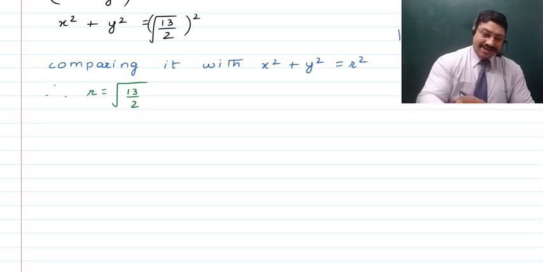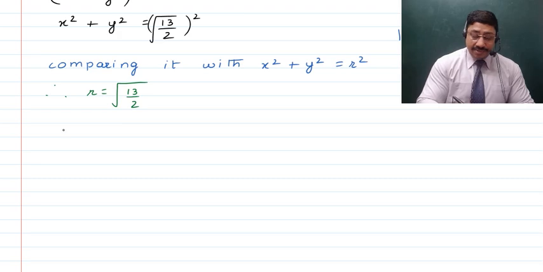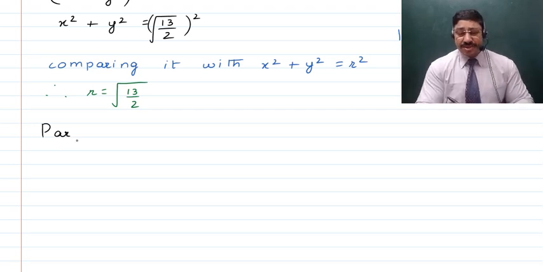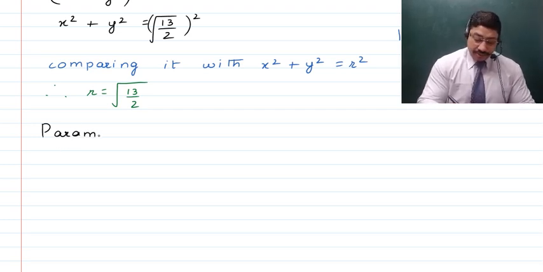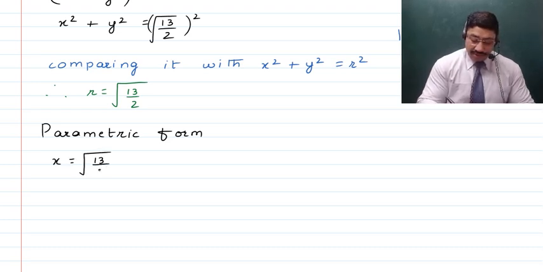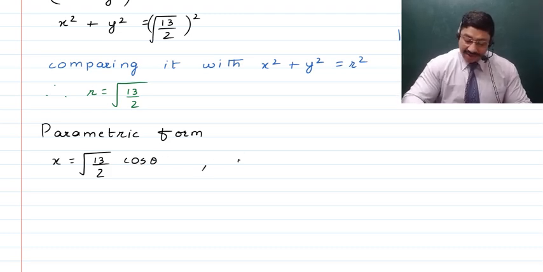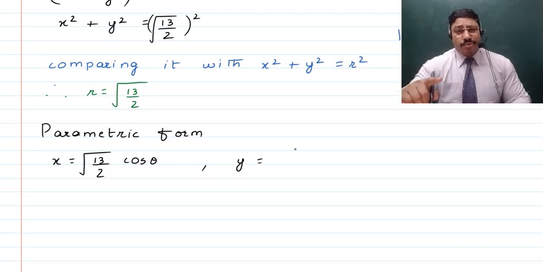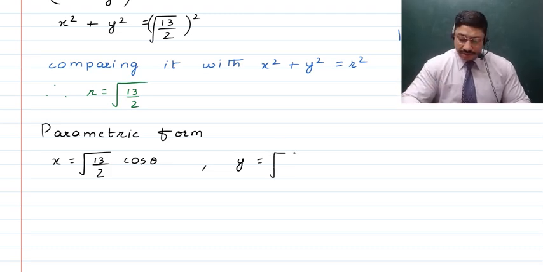Now children, to write it in the parametric form, this was already in the Cartesian form. In the parametric form, we actually are just going to get x to be r cos theta. So in parametric form, we will now have x equal to r, which is root of 13 upon 2, cos of angle theta, and we will have the value of y coordinate of any point on the circumference of the circle to be root of 13 upon 2 sine theta, right?